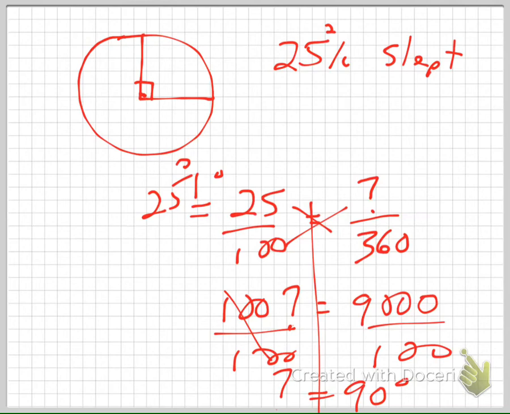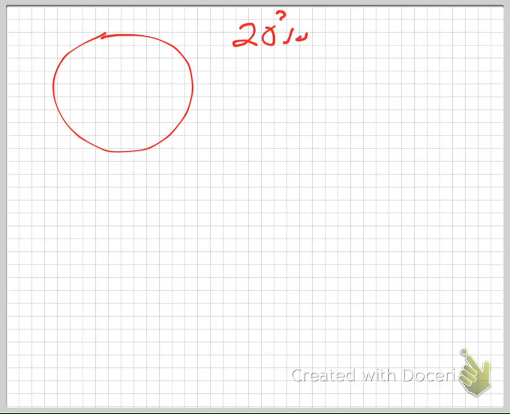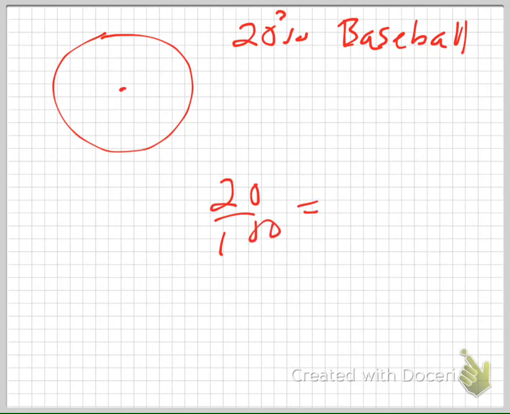Okay. So then, what if I said this? What if, on that same deal, 20% of the time you were playing baseball, and I need to know how many degrees this needs to be? Well, what do I do then? What's the formula again? We write down 20 over 100 equals question mark over 360.